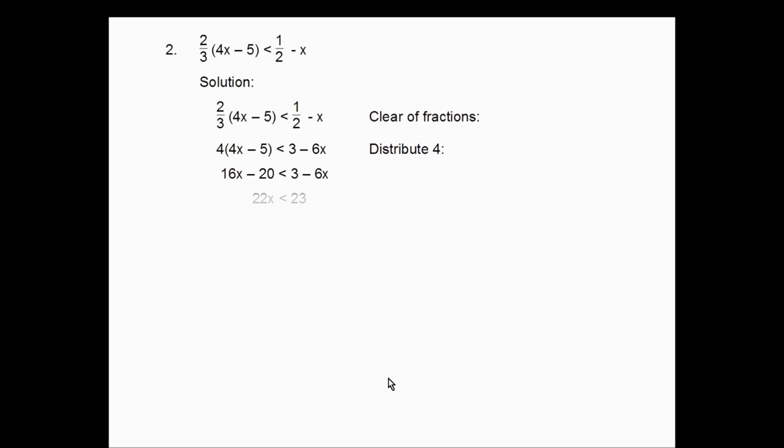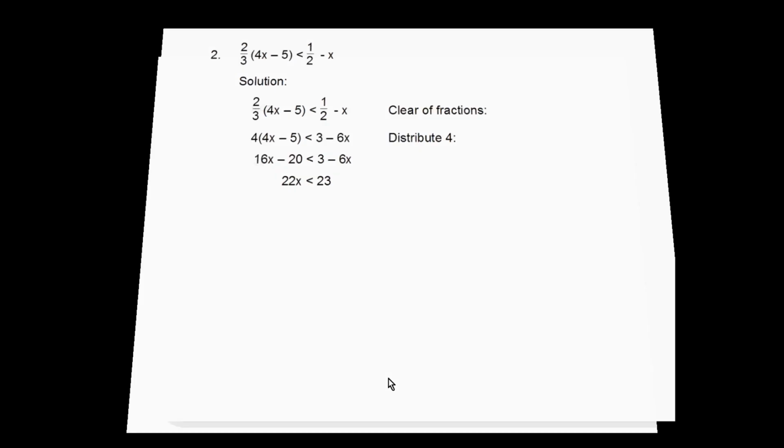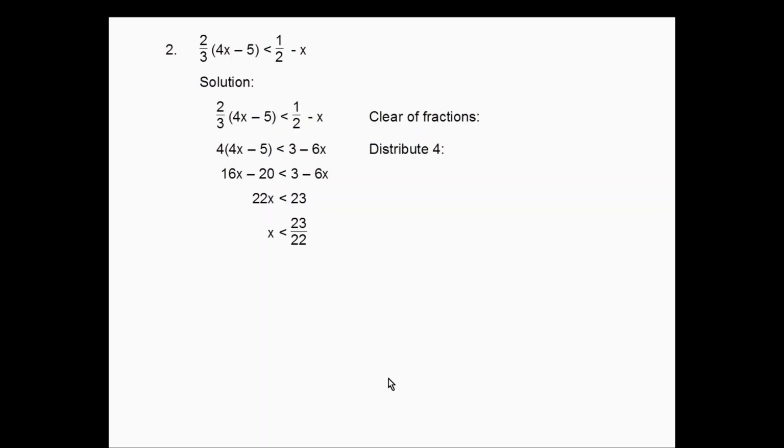Okay, now we want to get x's together, numbers together. So we'll add 6x and add 20. So I'll have 22x is less than 23. Now we divide by 22. So x is less than 23 over 22. Now again, we divided by a positive number, so we don't change the direction.